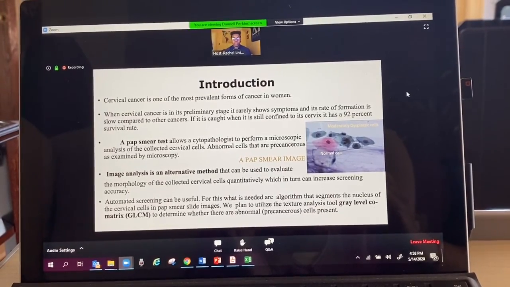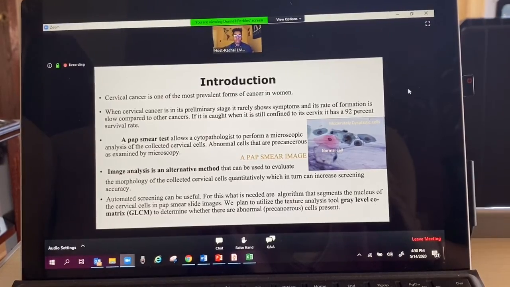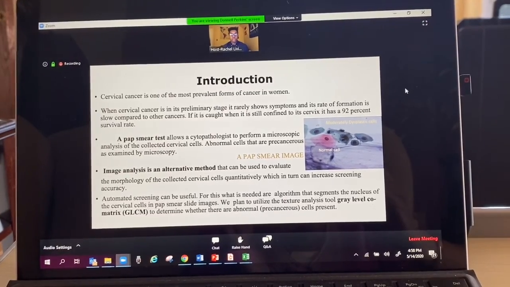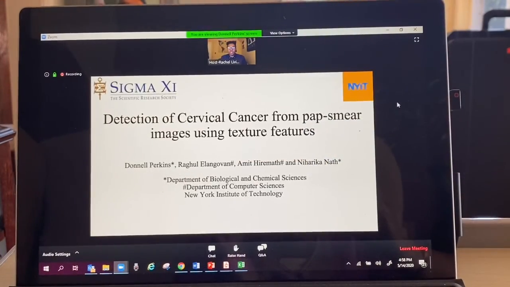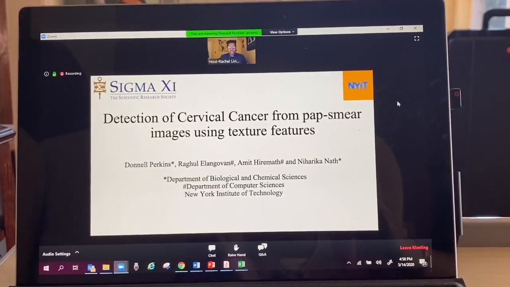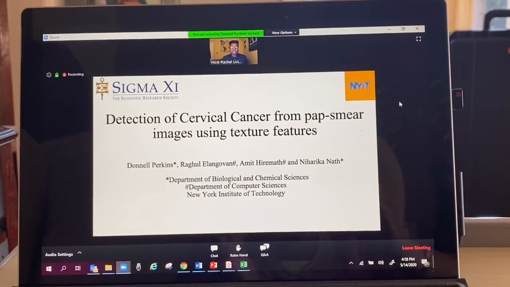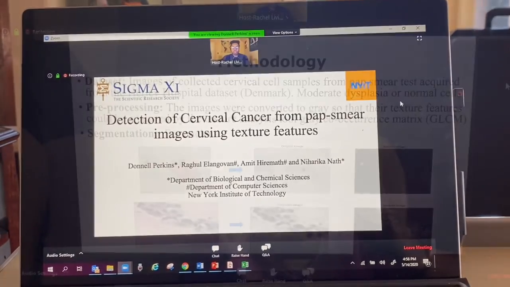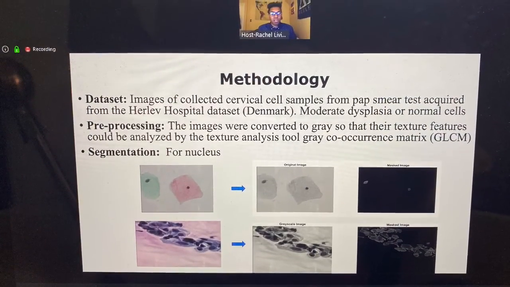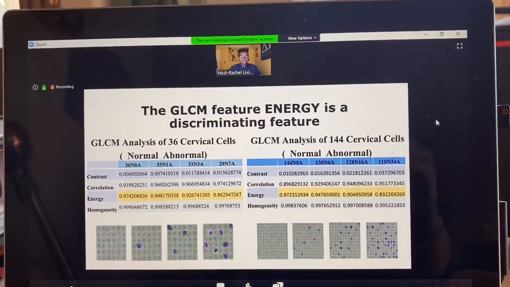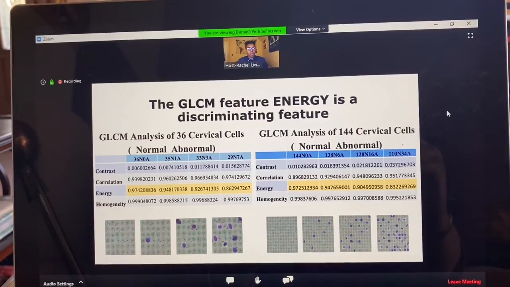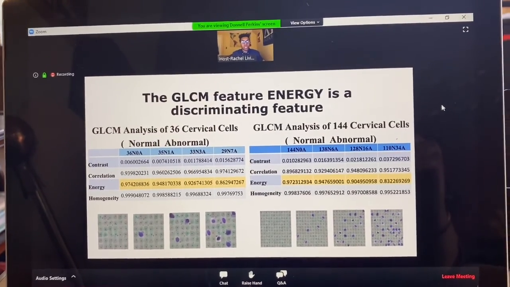They are able to determine whether or not an individual has cervical cancer through a method called a pap smear test. This project is on the detection of cervical cancer cells from pap smear images using their texture features. Pap smears contain cervical cells consisting of both normal and abnormal.